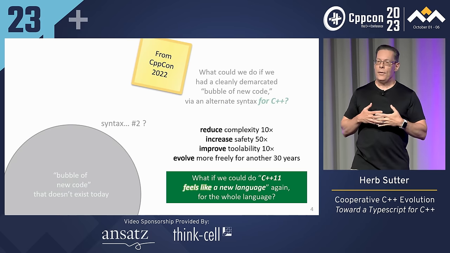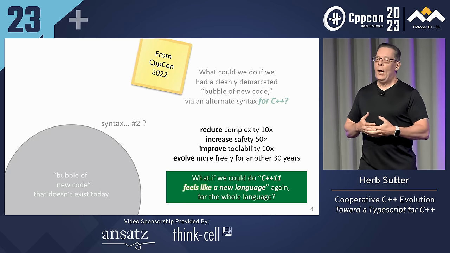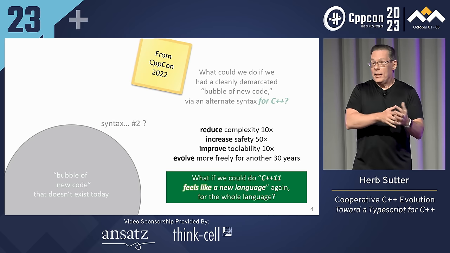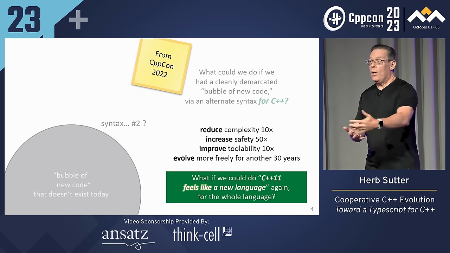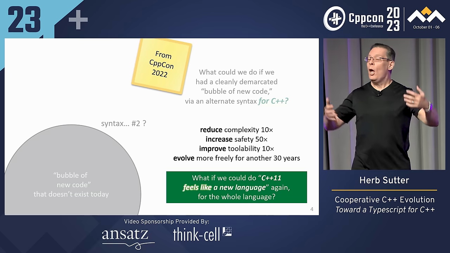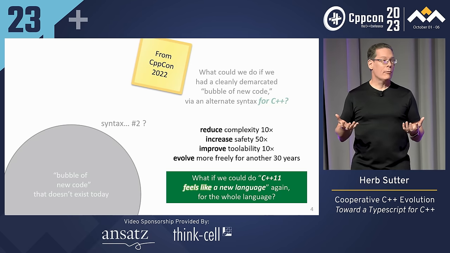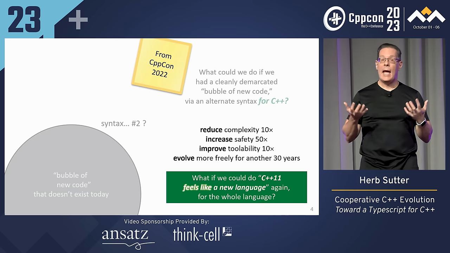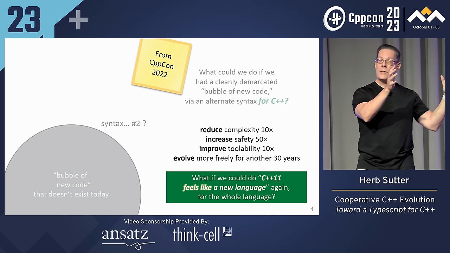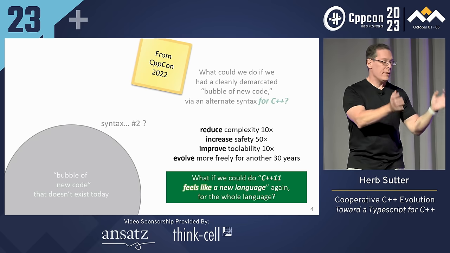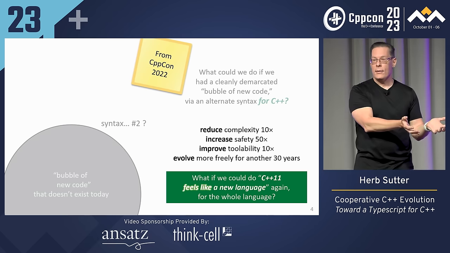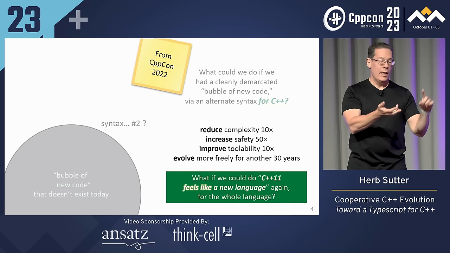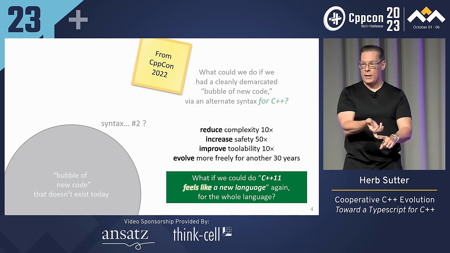And so the experiment that I offered was, what if we could do what C++11 did, which felt like a new language again, because it really did feel like a different language, but it was an evolution of C++. It was fully compatible. What if we could do that again for the whole language, instead of individual useful features, do it holistically and see, can we reboot an alternate syntax for C++ where we can fix the defaults, where we can make the guidance that we already teach the default and reduce what we have to teach and learn and know by 10x, and increase safety by 50x.